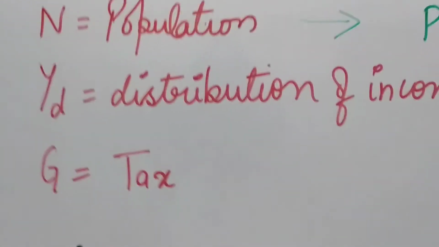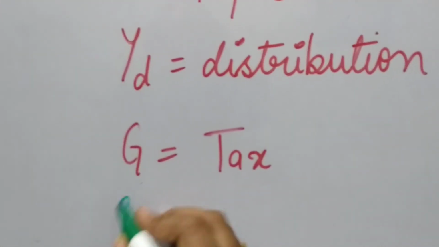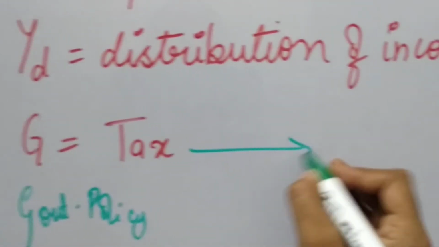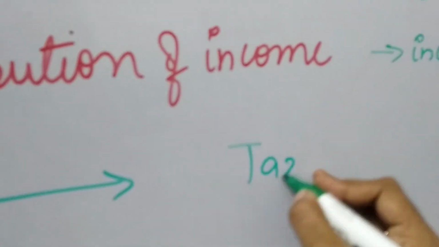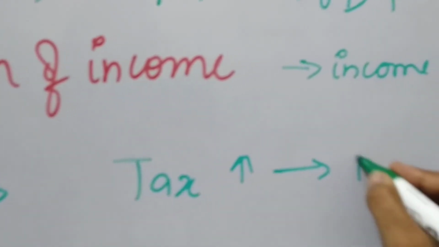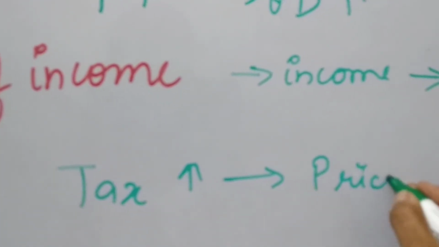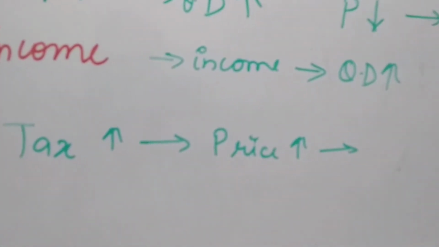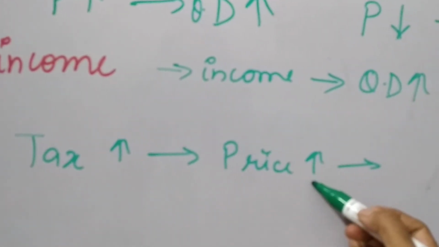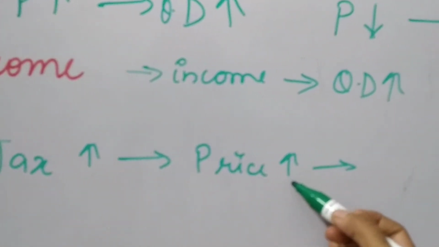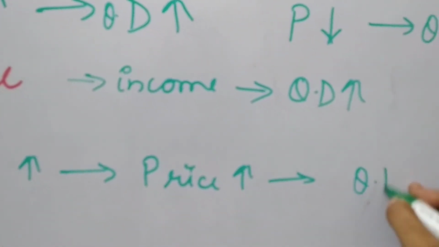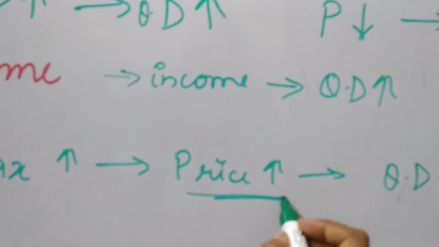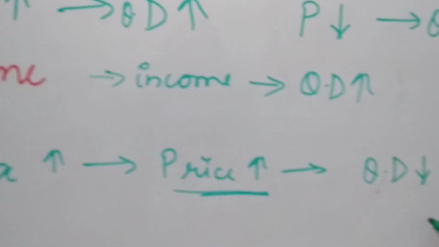The fourth and last factor is G, that means government policy. In government policy, we are going to discuss taxes. If taxes increase, the price of the commodity automatically increases, because the commodity will become costly. If the tax increases, the price of that commodity increases, and if the price increases, we know that the quantity demanded reduces, because consumers will not purchase at high prices. So quantity demanded will reduce.